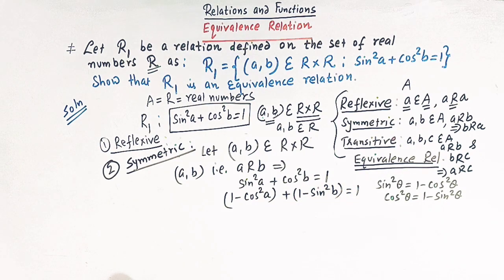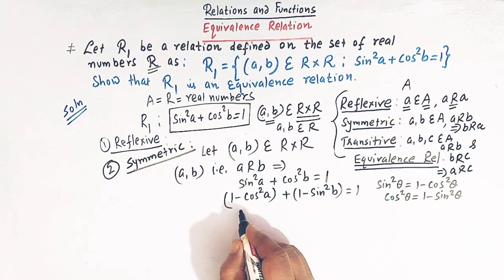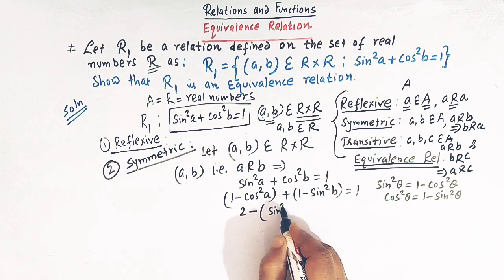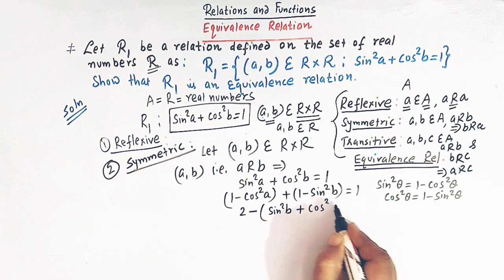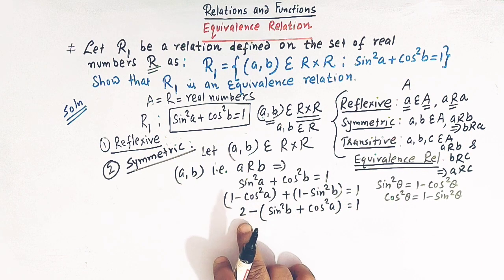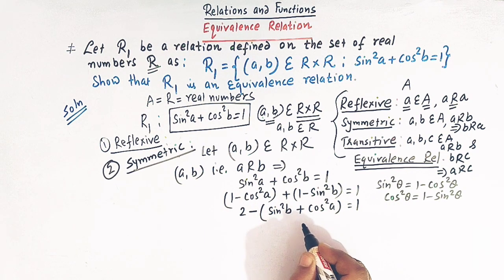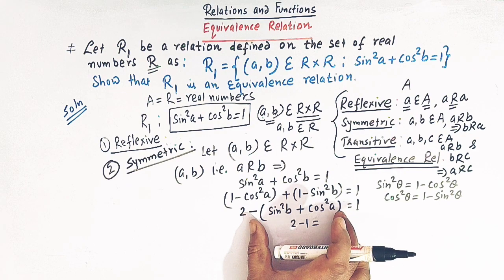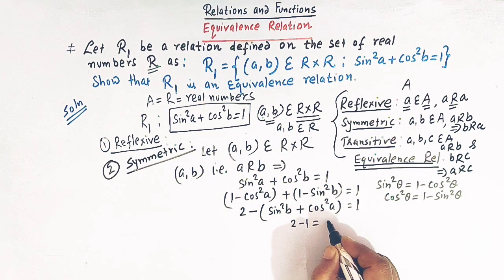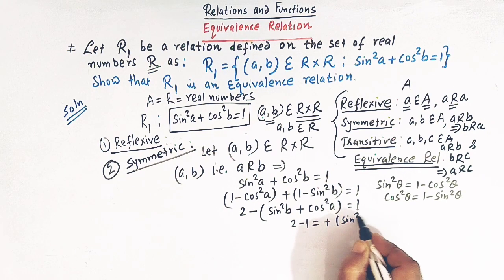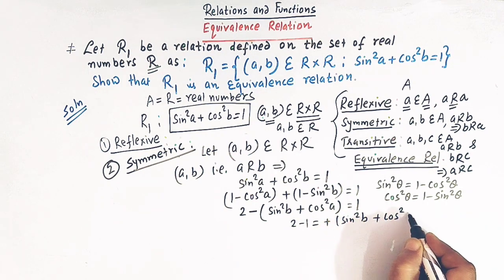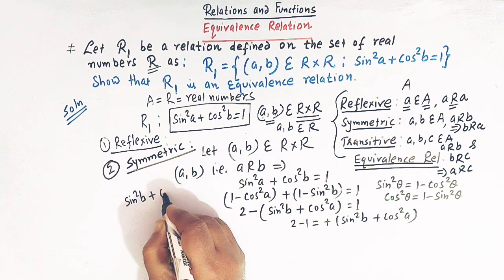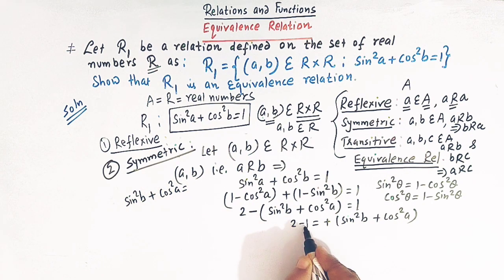And this is equal to 1. So here we have 1 plus 1, 2, and we can take the negative sign common. So we have sine square B plus cos square A is equal to 1. So this equation can also be written as 2 minus 1, taking 1 to this side and this entire term to the right hand side. We have plus sine square B plus cos square A, right?